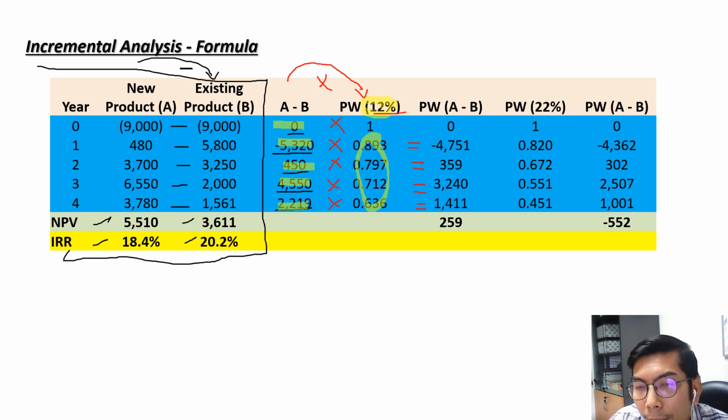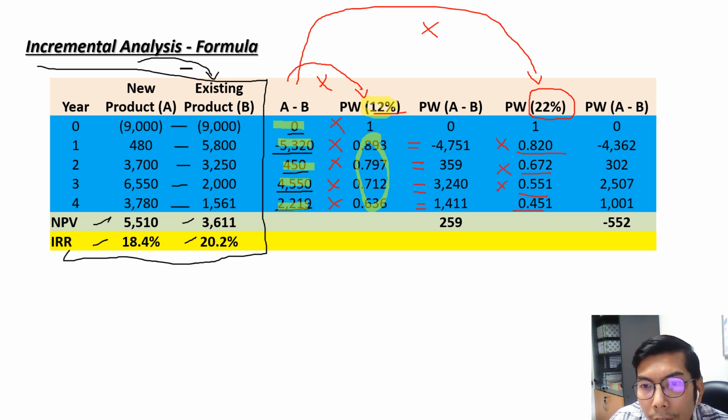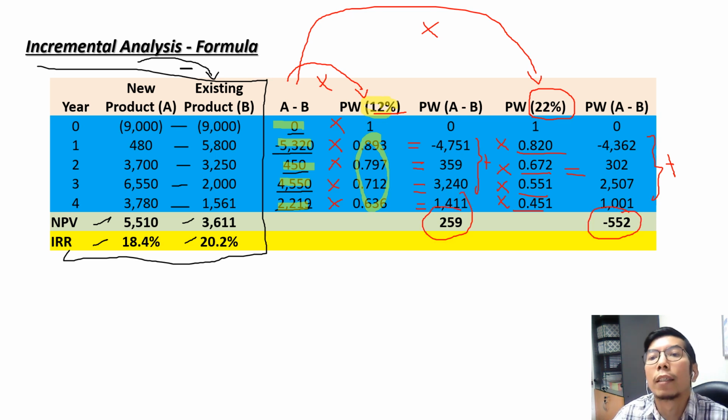Okay, so next, present worth factor at 22%. So this value, column A minus B ni, you darabkan keluar di sini. Maksudnya negative 5,320 times with this value. Darabkan, so you akan dapat this value, then you total upkan. Ini pun sama, total upkan. So you akan dapat 259 di sini, negative 552 di sini.